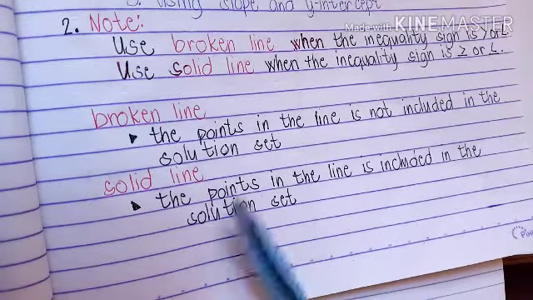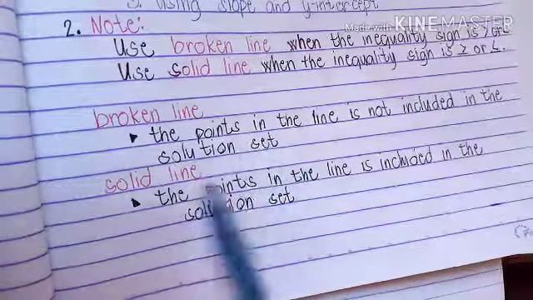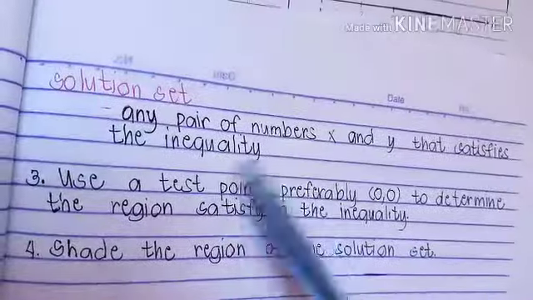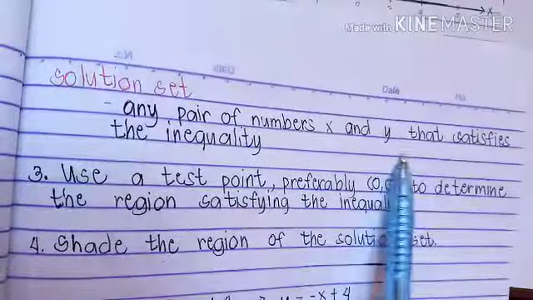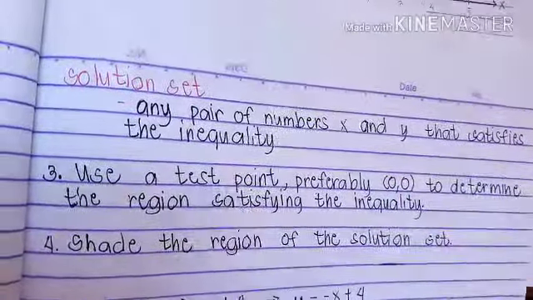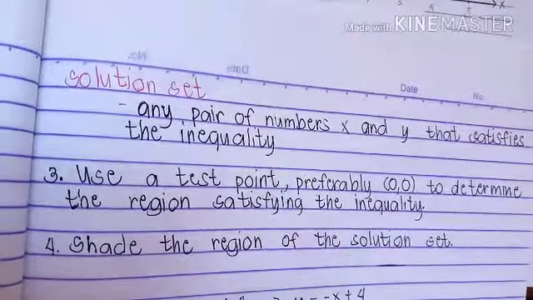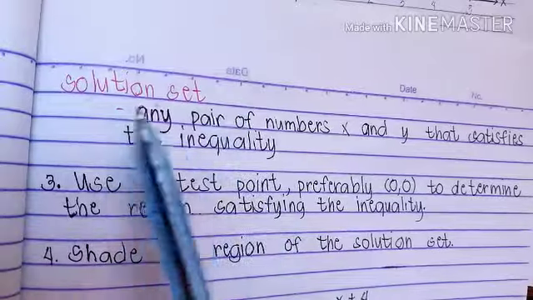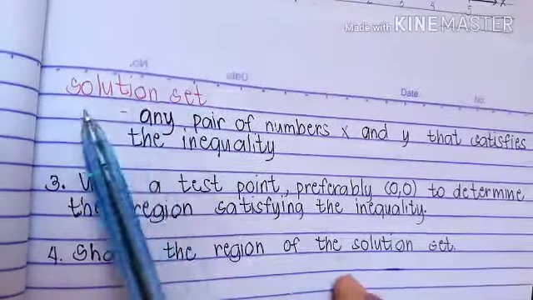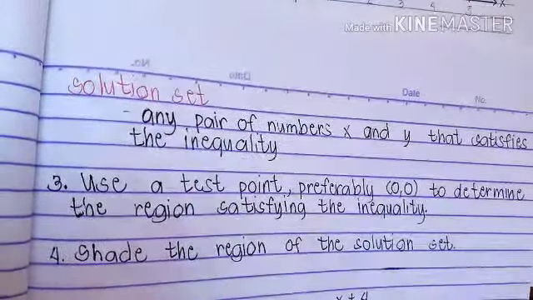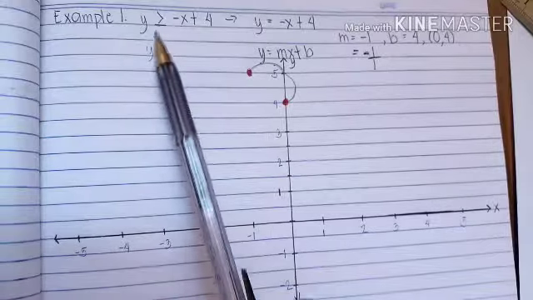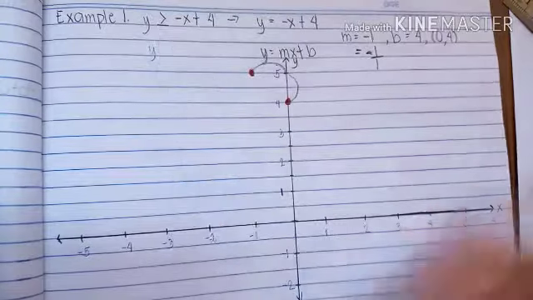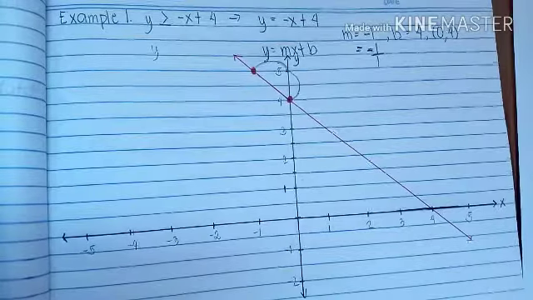Before we go there, what is this solution set? A solution set is any pair of numbers x and y that satisfies the inequality, or the solution to the inequality. We have infinitely many solutions. That's why it's called a set, so it's called a solution set. Now, the example that I have given uses greater than or equal, so what we're going to use is a solid line. So that would be your graph.